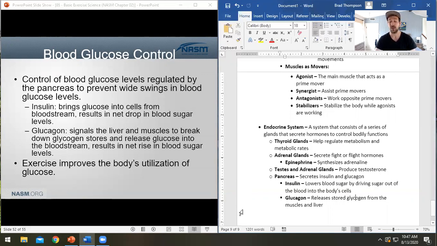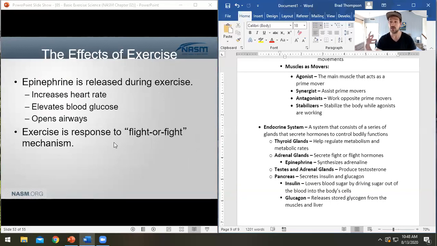So exercise is great because it enhances our body's utilization of glucose. When we perform exercise, our body goes, oh, I'm going to use that glucose for energy production. So it uses it as a necessary tool.